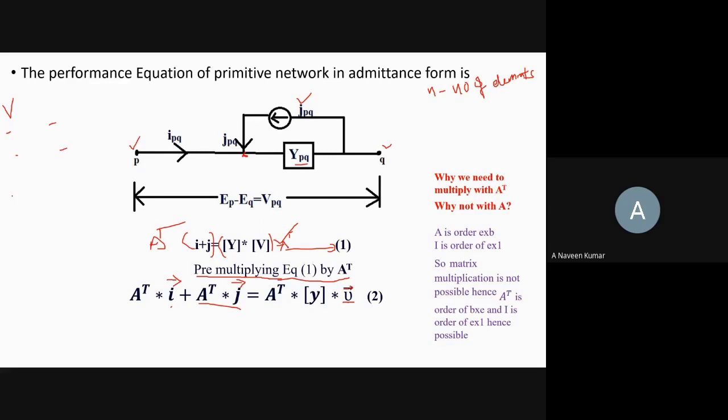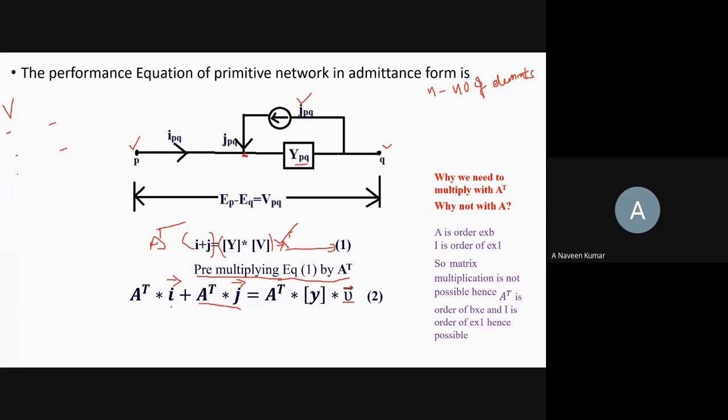So that I want to explain to you. See, this explanation is not given anywhere. Please try to understand why we are multiplying. You can directly write multiply with A transpose on both sides. But what is the reason to multiply A transpose on both sides of this equation? Let me explain this, okay?